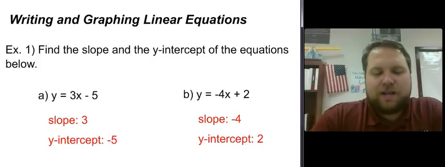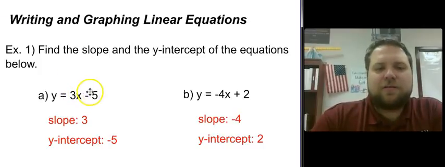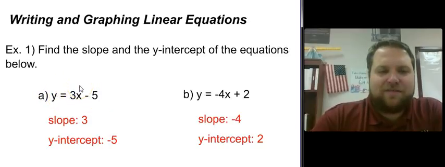Now, one thing to be aware of, even though you will not see it all that often, is that the order of these doesn't matter. I could write this as y equals negative 5 plus 3x, and the meaning would still be the same. The number in front of the x would be the slope, and the constant term that's by itself is the y-intercept. So again, order doesn't matter. y equals mx plus b. m is the slope, b is the y-intercept.